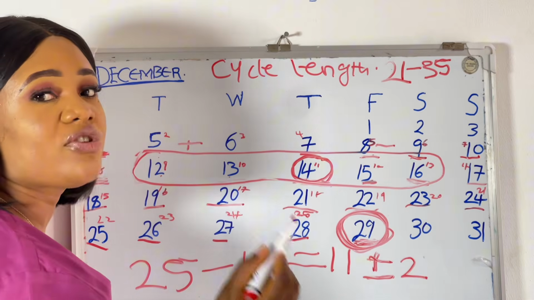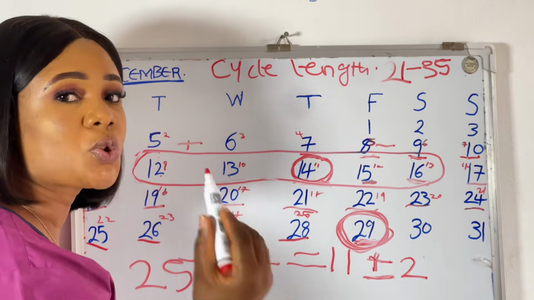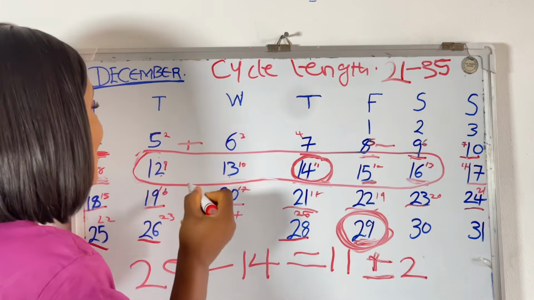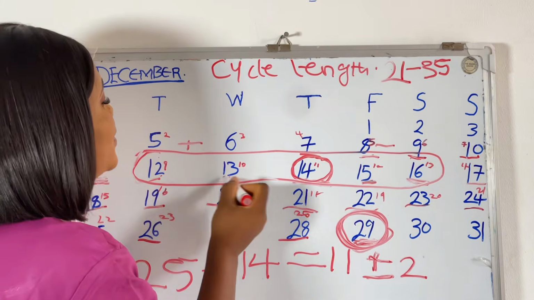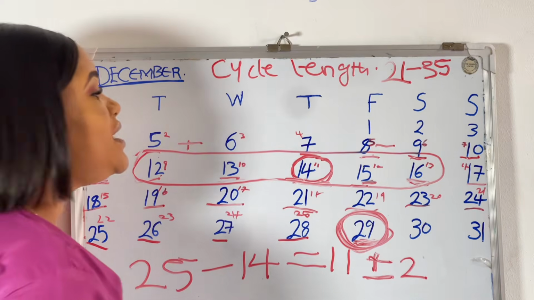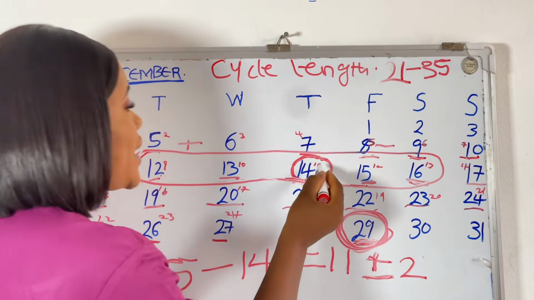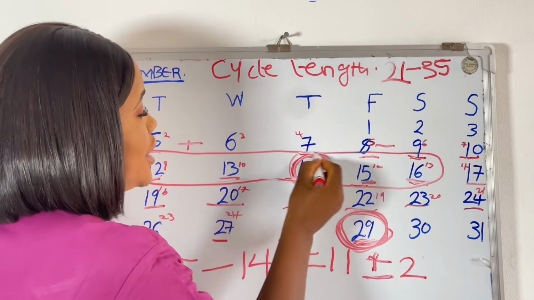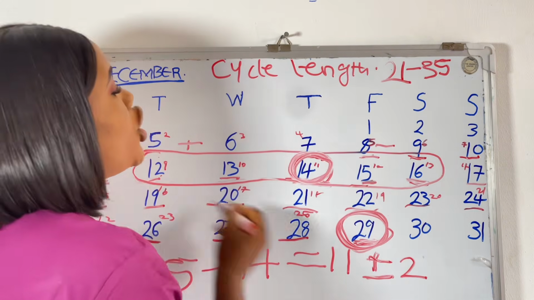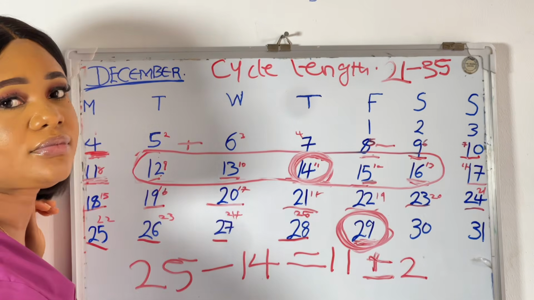And for those who are trying to conceive, the TTC mothers or ladies trying to conceive, you can start having sex from day 12, 13, 14, 15, 16. There's at least a 95% chance that you will get pregnant. Without any underlying health issues, you will get pregnant within these days.